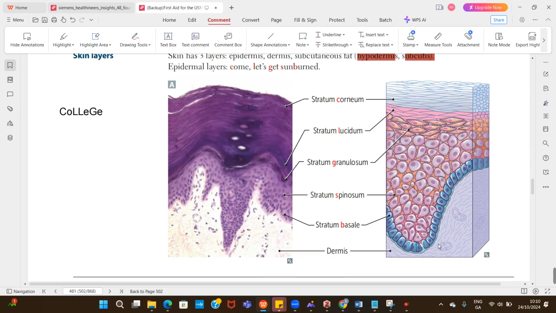So most of the blood vessels and the lymphatics are embedded within the dermis. Then beneath the dermis, you have the hypodermis, which is the subcutaneous fat, or what we call the superficial fascia, or the subcutaneous layer. That one is basically to allow for heat production so that we can feel warm.